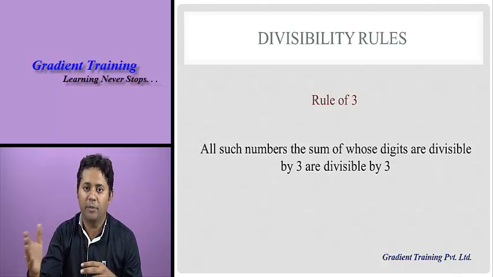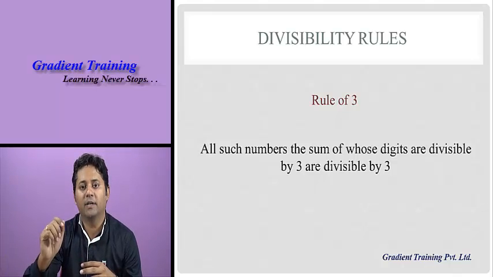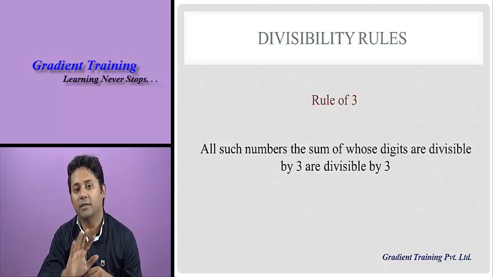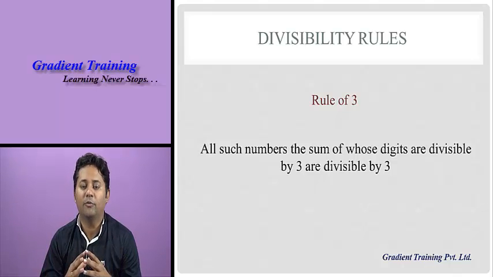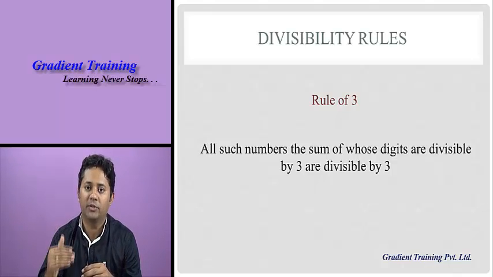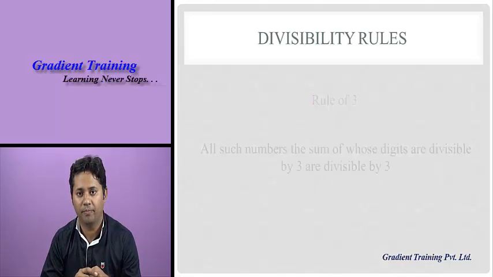3, the rule is the sum of digits should be a multiple of 3. So if there is a number, I add up all the digits and if the sum comes out to be 15, then the number is divisible because 15 is divisible by 3. But if the sum comes out to be 16, then I am sure that when I divide the original number by 3, the remainder is going to be 1.